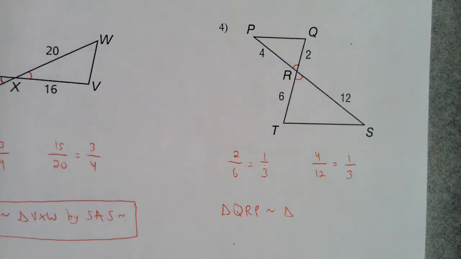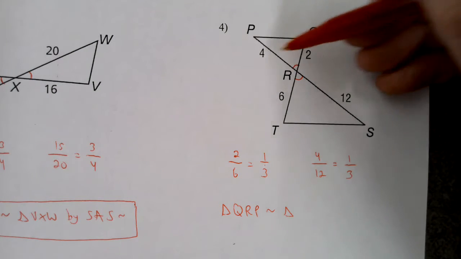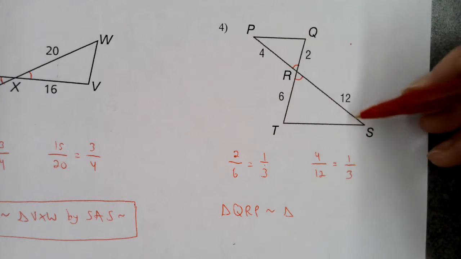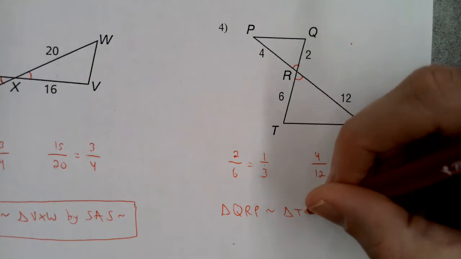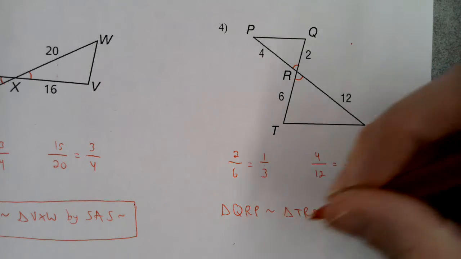is similar to triangle, go in the same order. Look, QRP: smaller than bigger, smaller than bigger, smaller than bigger in the bottom one, smaller than bigger. TRS, by side-angle-side similarity.